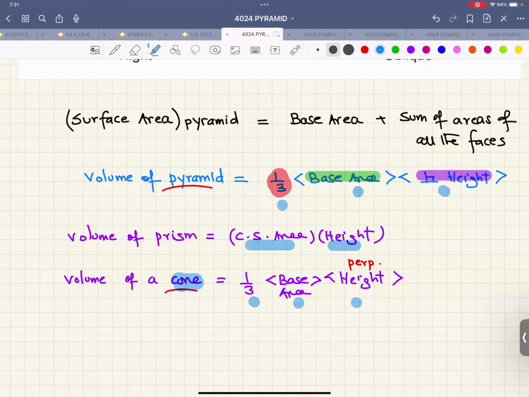So a cone is like a pyramid. Why? Because the 1/3 is common. Base area is there. In a cone, it's pi r square, it's a circle. Over here, it's whatever the base area is. Height is there, height is there. Perpendicular height, perpendicular height.